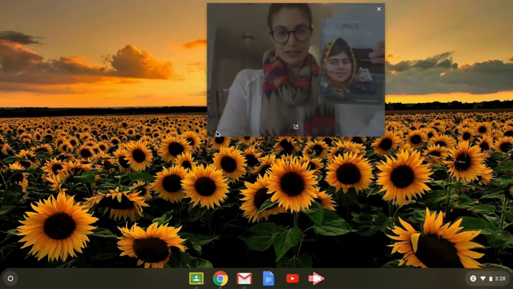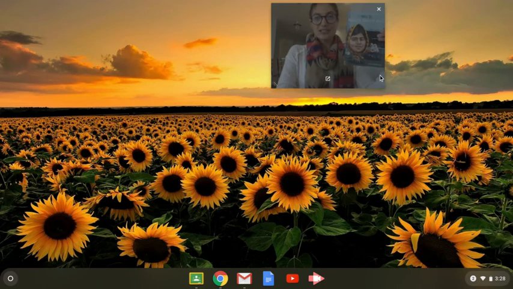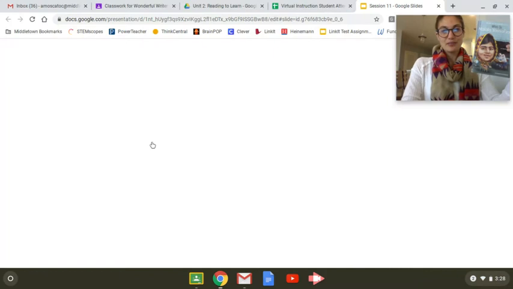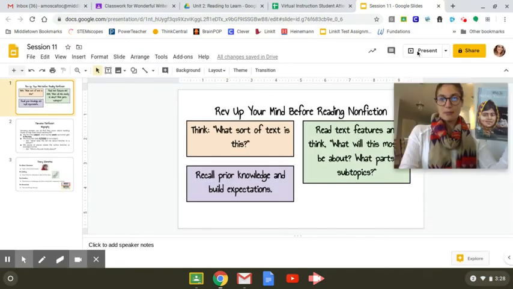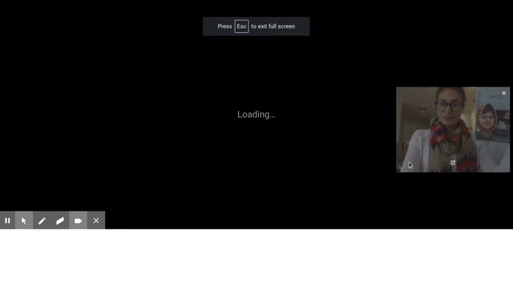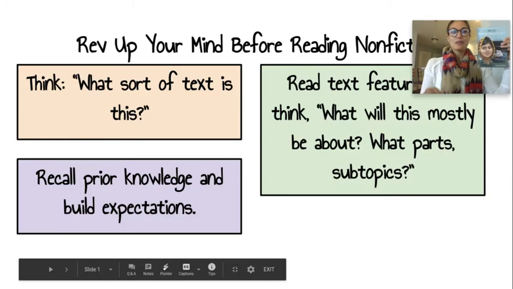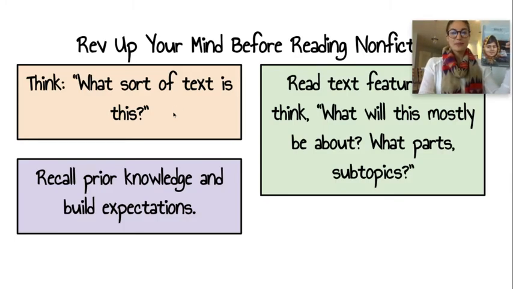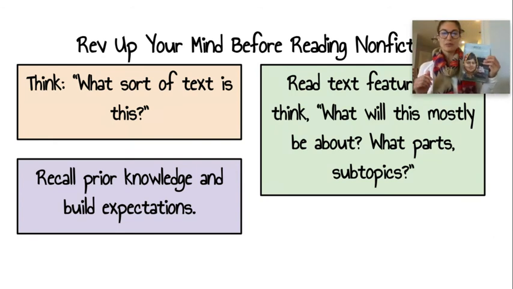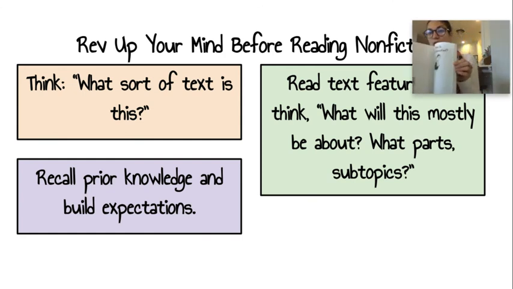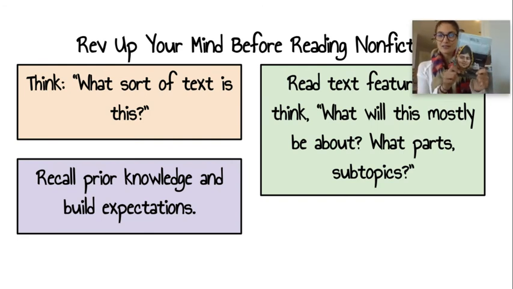Now, before we dive into a book, we know that readers need to rev up their minds for reading nonfiction. Now, this anchor chart that I'm about to pull up probably looks familiar because we've done this type of nonfiction work before, but this time it's a little bit different, and I have added a bullet point, specifically this one. Before we dive into a nonfiction book, now we need to think, what sort of text is this? Is this a narrative nonfiction book or an expository? Now, we're going to be reading this book. And when you take a look, like I said, it looks more like a story. So this is narrative nonfiction.